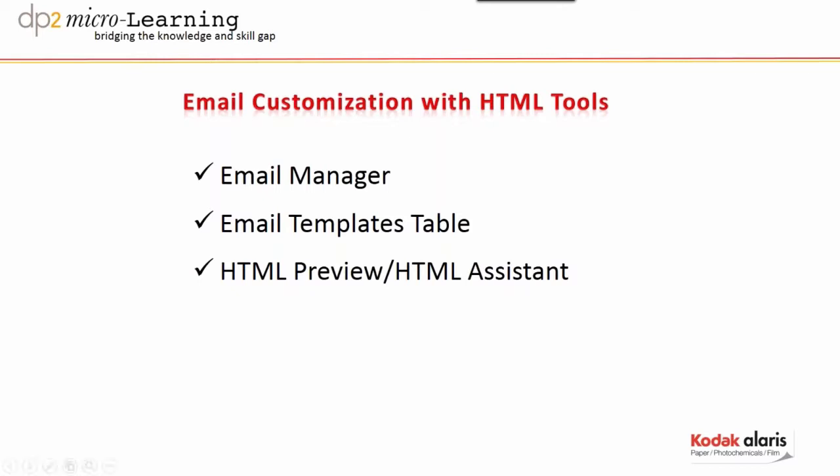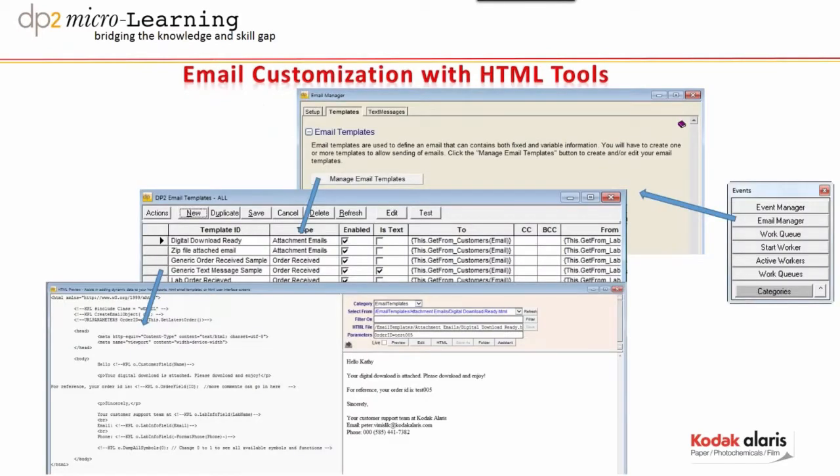At a very high level, you're going to see me inside of the email manager. That's a part of version 20.3 software. From there, I'll go into the email templates table. That's the table that stores your email records. And from there, we take a deeper dive and actually look at the HTML and dynamic content using the HTML preview. And the assistant, as its name suggests, is your assistant that helps you find the right KPL functions to include inside of your emails.